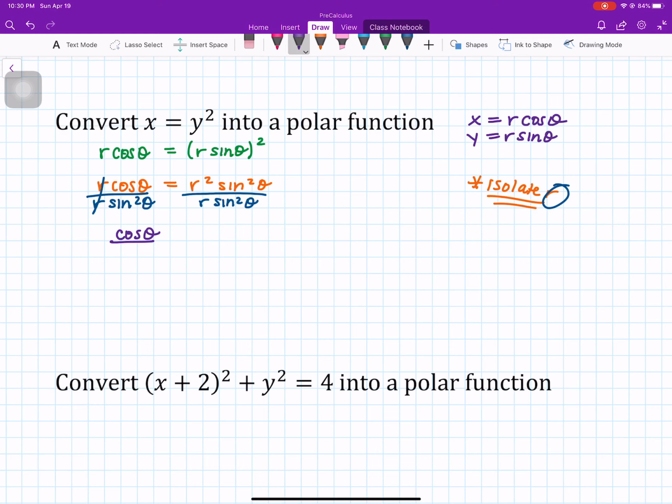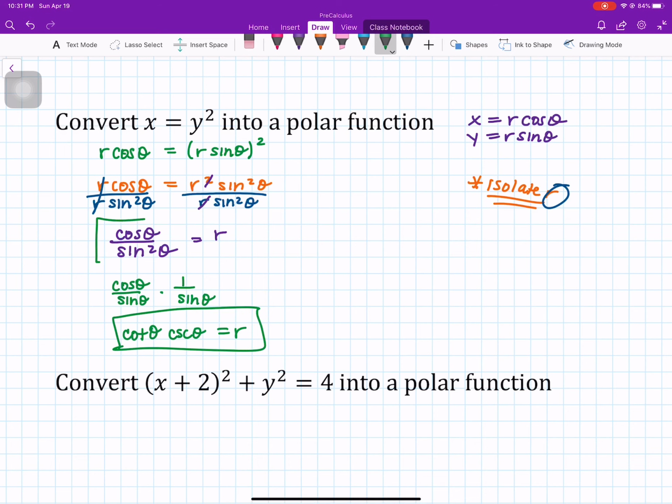And so now, on the left, I'm left with cosine of theta over sine squared theta equals r, because that r canceled that one out. And now I only have one r. Now you could stop here. Typically, we like to see this written without division if we can. So if we break up the sine, cosine over sine is cotangent, and then 1 over sine is cosecant. So this would be considered your totally simplified form, but this is also correct.